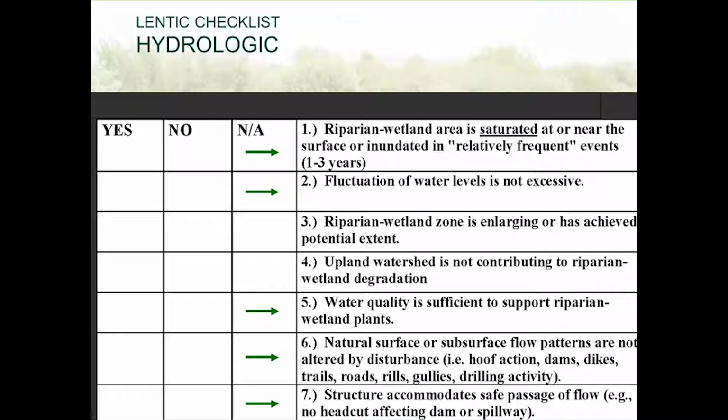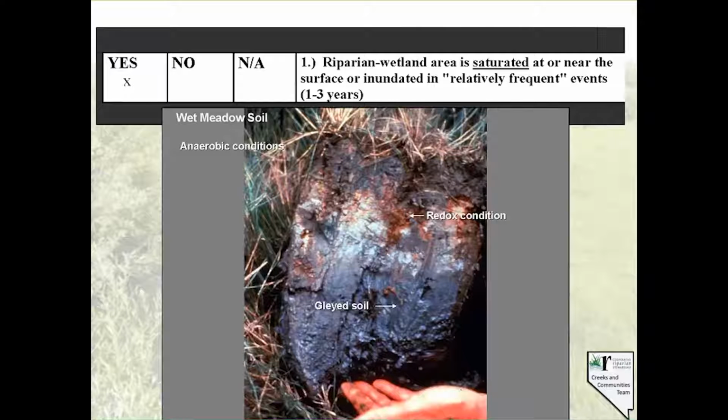So question number 1, riparian-wetland area is saturated at or near the surface or inundated in relatively frequent events. So this is getting at, do we have the water when we need it for as long as we need it to maintain the conditions that we would expect to see for that site? If you go out there and your shoes are getting wet, that's an easy one to answer. If they're not, well, then you might need to start digging down into soil.